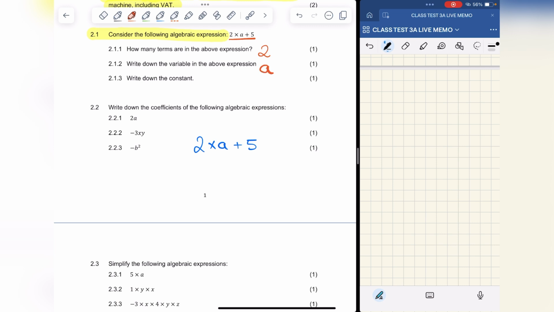That's the answer. Some of you in your test wrote 2a, and some of you wrote all kinds of numbers. Remember, numbers are not variables. Variables are letters that stand for a number. Okay, they are the unknowns.